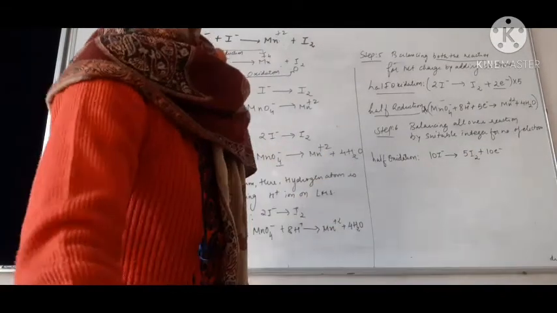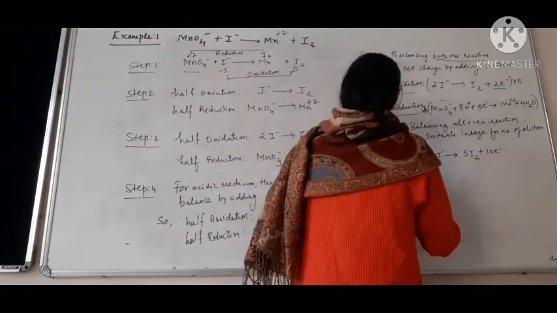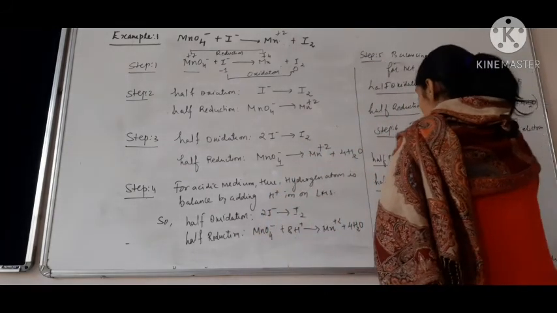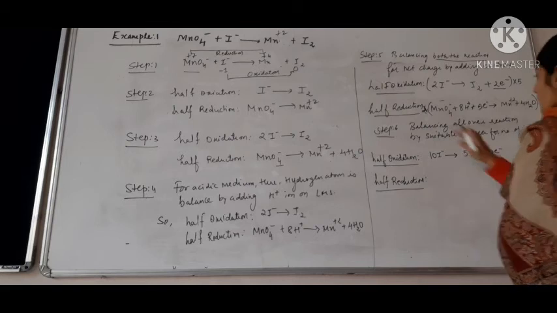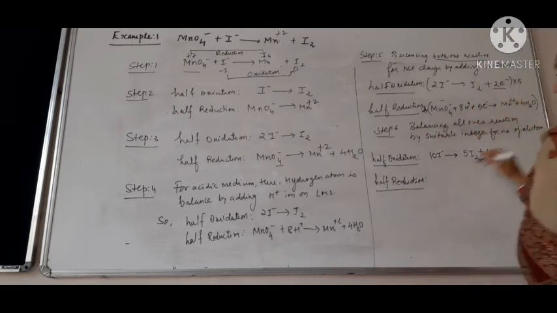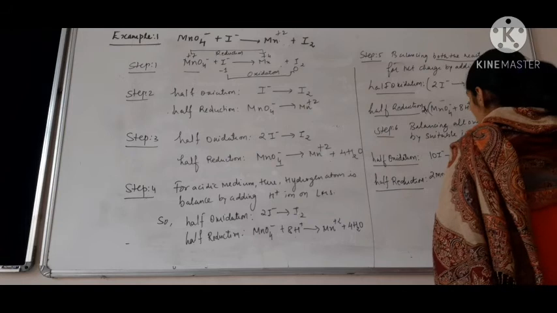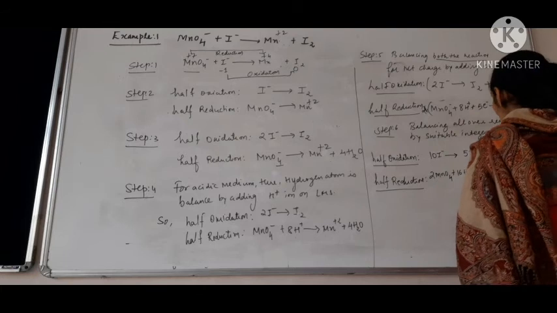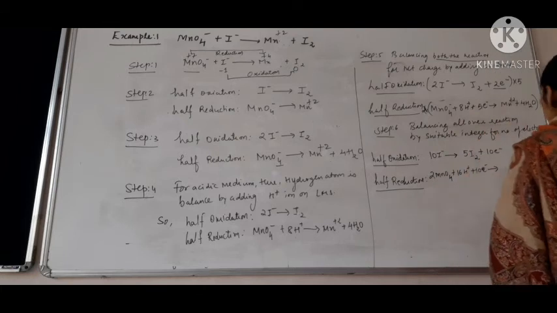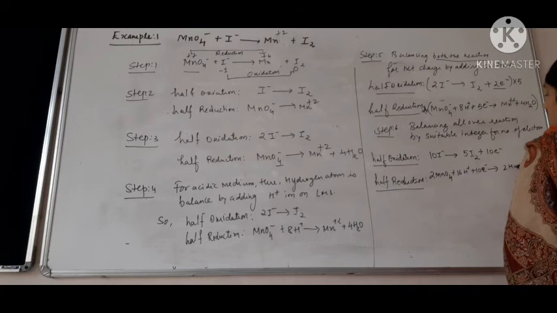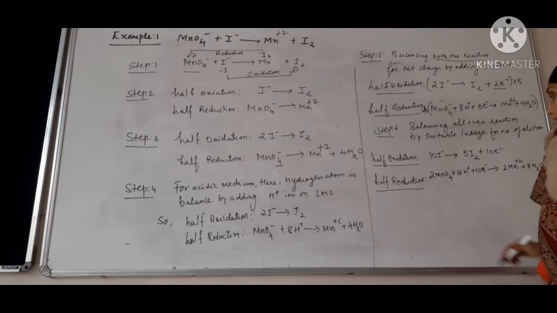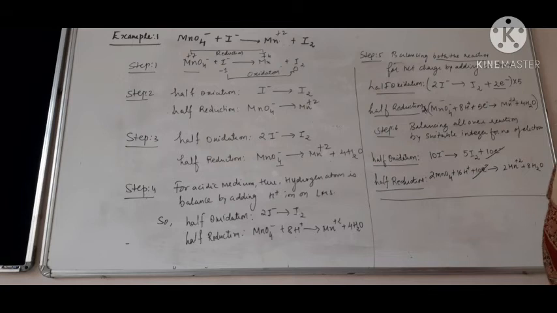Now next, when we talk about the half reduction, the whole equation is multiplied by 2. So I have 2MnO4 minus plus 16H plus plus 10 electrons, which gives 2Mn plus 2 plus 8 molecules of water. So when we write the net overall reaction, the 10 electrons are going to be cancelled out.